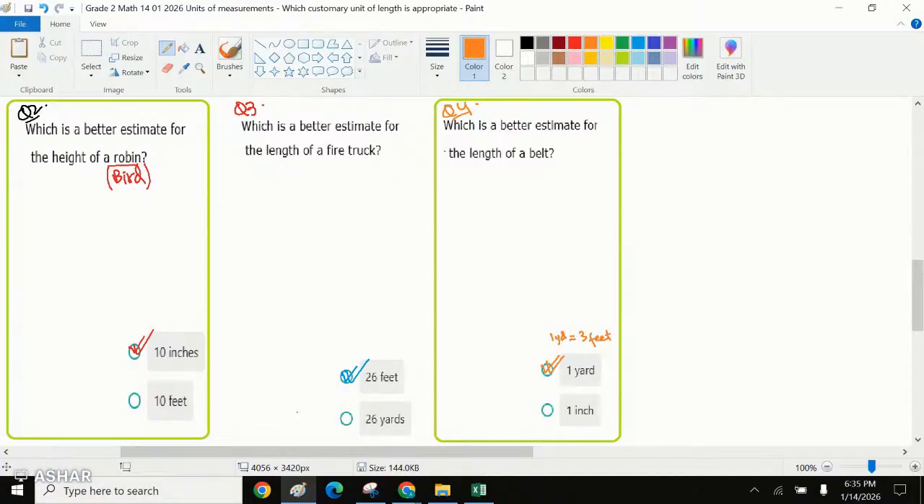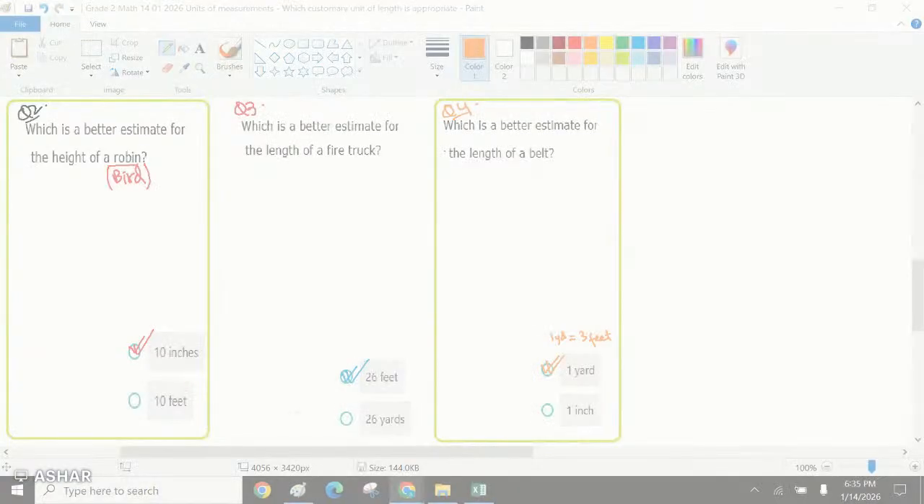Okay. Thank you, May. Okay, we click on 1 yard. We move on to the next question. The next question says, okay, this is new for us. What is the better estimate for the height of a mailbox?